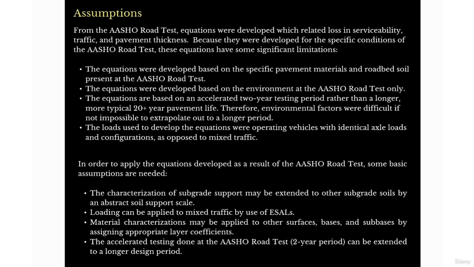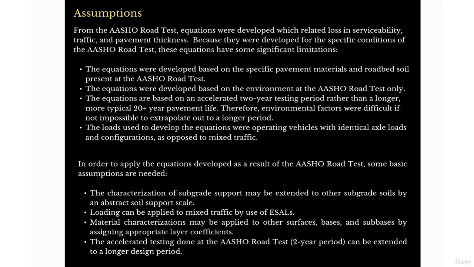Okay, so the assumptions. The AASHTO road test equations were developed, which relate the loss in serviceability, traffic, and pavement thickness, right? Because they were developed from specific conditions of the AASHTO road test, these equations have some significant limitations, of course. The equations were developed based on specific pavement materials and roadbed soil present at the test site. The equations were developed based on the environment at the test site. The equations were also based on an accelerated two-year testing period, so they didn't go through the whole design life. The tests were accelerated, so obviously that presents room for some error.